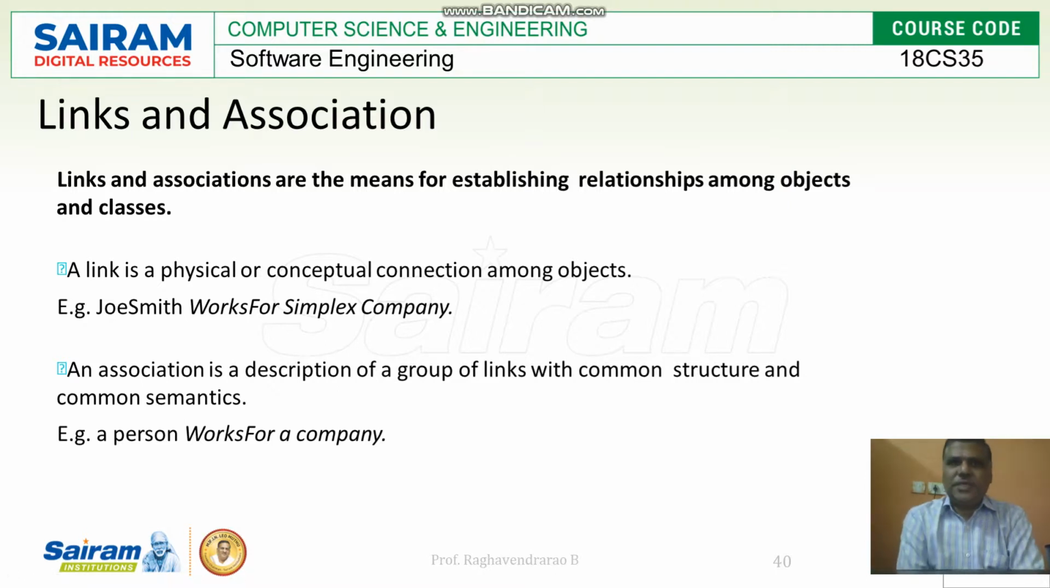Links and association. Here it is. A link is nothing but a communication between one object and another object. Association is where, for example, I'll take employer and employee. An employer can have a number of employees.